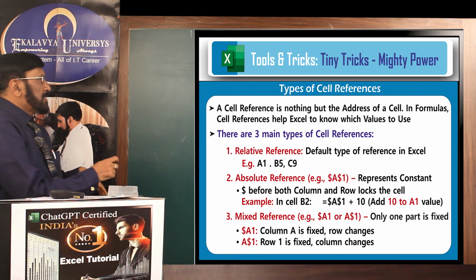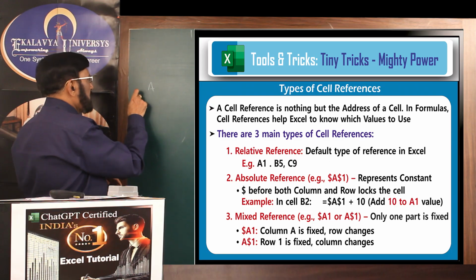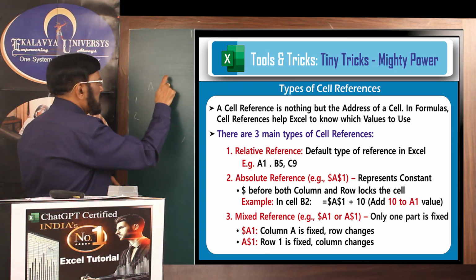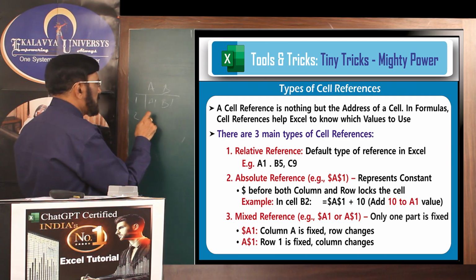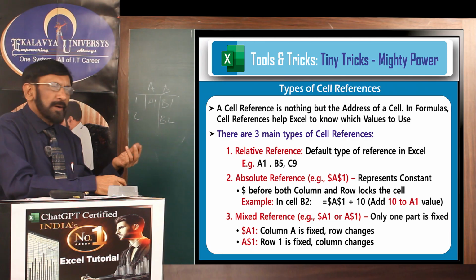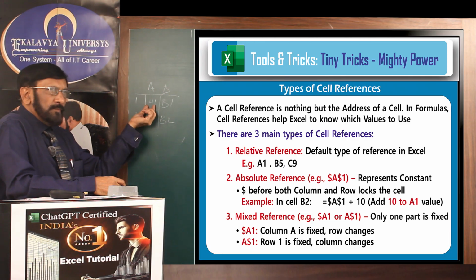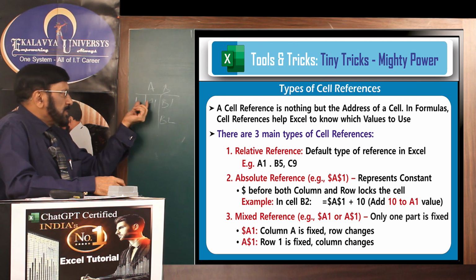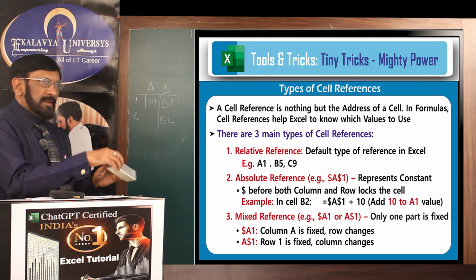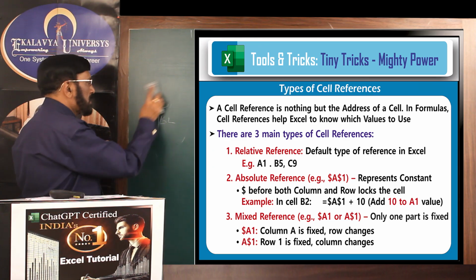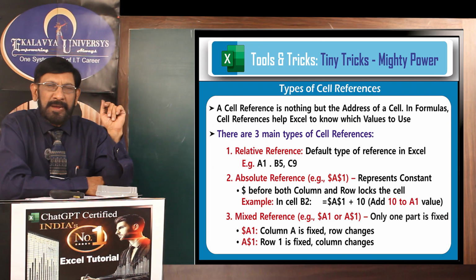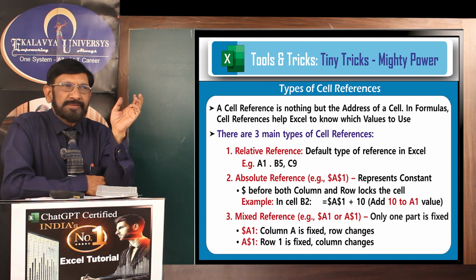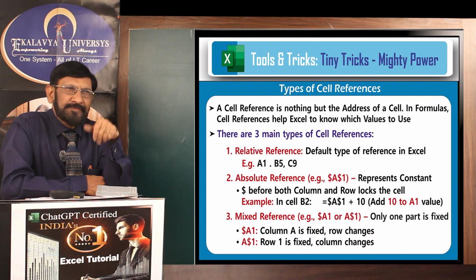Suppose A1. Here A1, this is B1, this is B2. These are all relative references. Normally what we use, the column alphabet comes first, thereafter the row number comes. These are relative. Whoever has just entered into Excel knows about that. Those are called relative references.